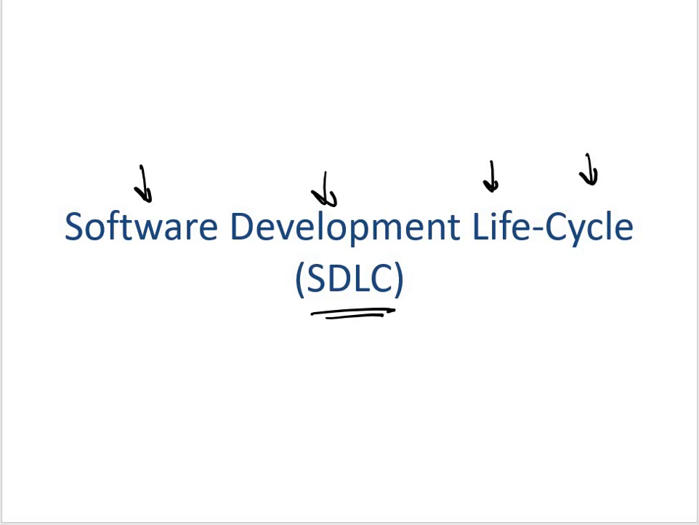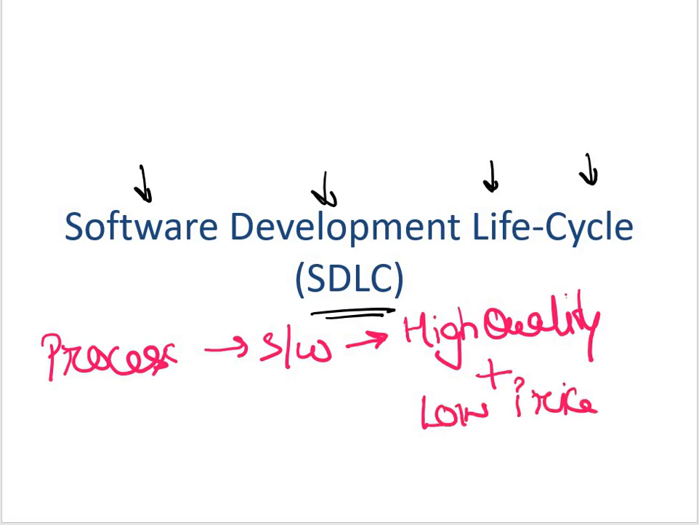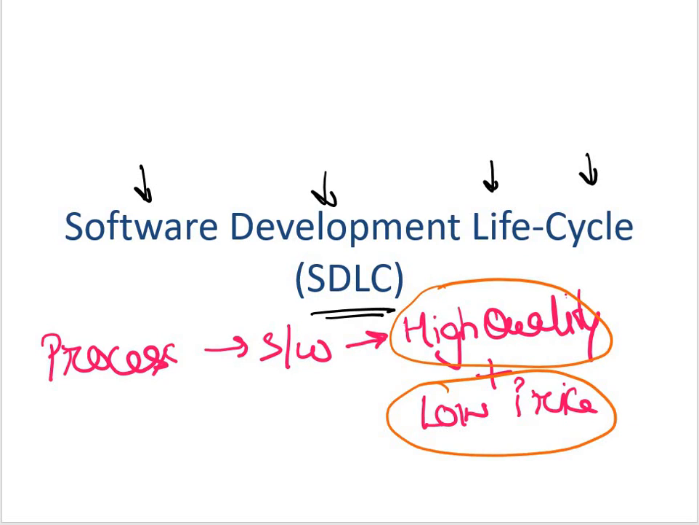This SDLC or the software development life cycle is nothing but a process. This process helps us in producing software with high quality and low price. That means the aim is to optimize everything. On one side, I am talking about high quality, and on the other side, I am talking about low price.